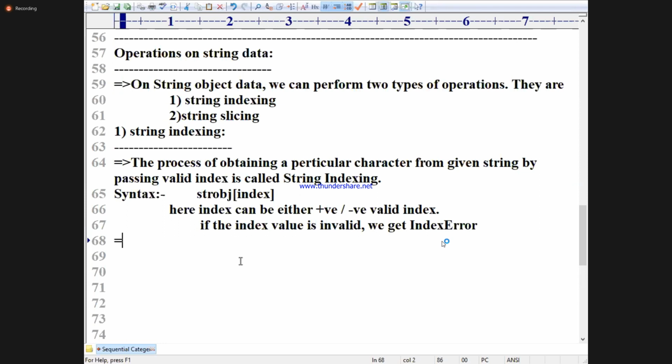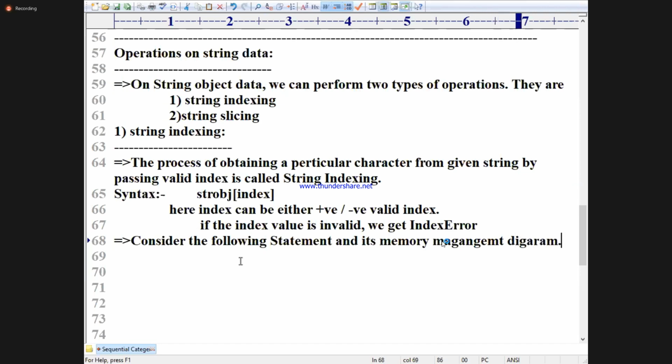Consider the following statement and its memory management diagram. From an interview point of view, if anybody asks questions on indexing and slicing, draw the diagram and, without any mistakes, try to understand it and answer it.